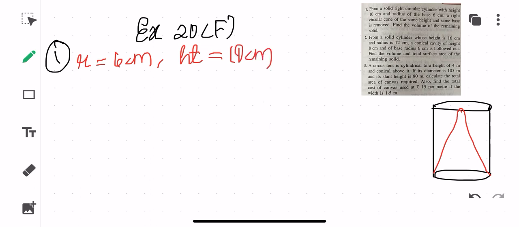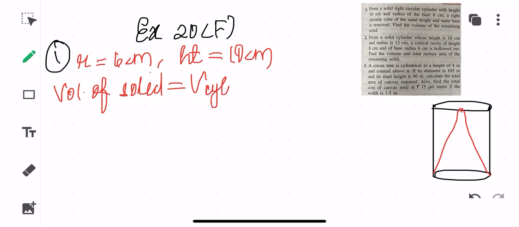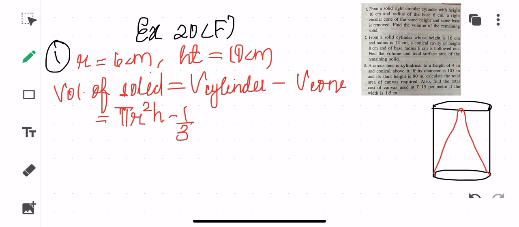So what you will be writing, volume of solid will be equal to, I'll just tell you the formula so that you can do it, volume of cylinder minus volume of cone. Since both of them have the same height and same radius, you will be writing volume of cylinder is equal to how much, children? This is equal to pi r square h. And then what is the volume of cone? It is equal to 1/3 pi r square h.